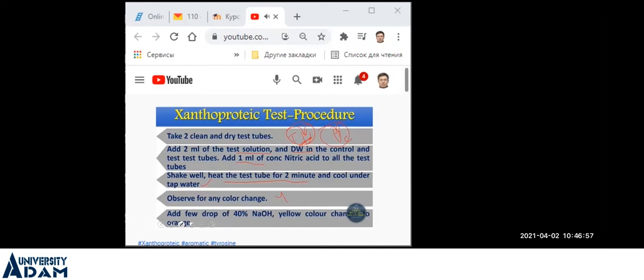Once we have got the yellow colored solution, we are going to add a few drops of NaOH. The use of this alkali makes them chargeable, meaning it will form a salt. Because of this, the nitro derivatives of amino acids are converted to charged, ionized forms, and these ionized forms convert the yellow color into orange. So if your test sample has proteins containing tyrosine and tryptophan, or tyrosine and tryptophan amino acids, the yellow color will be converted into orange. If you don't have those, it will not be converted.